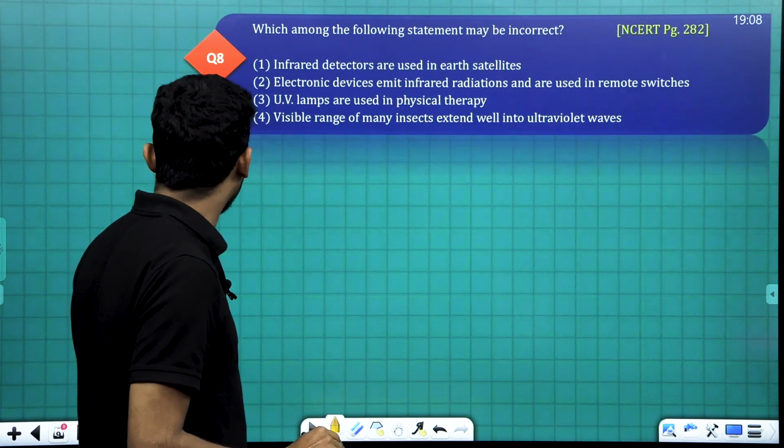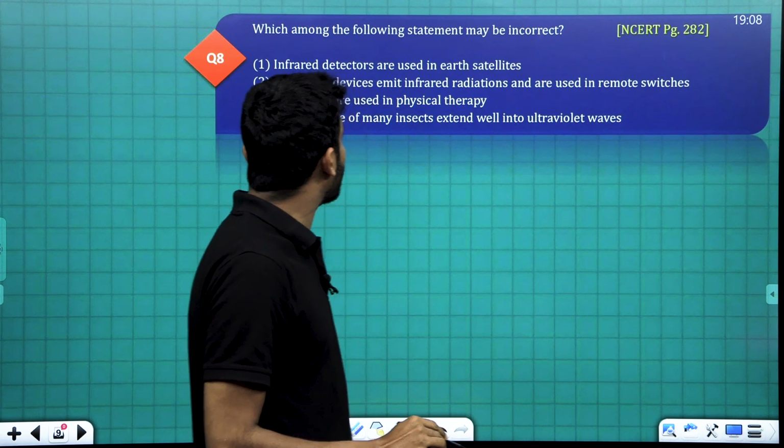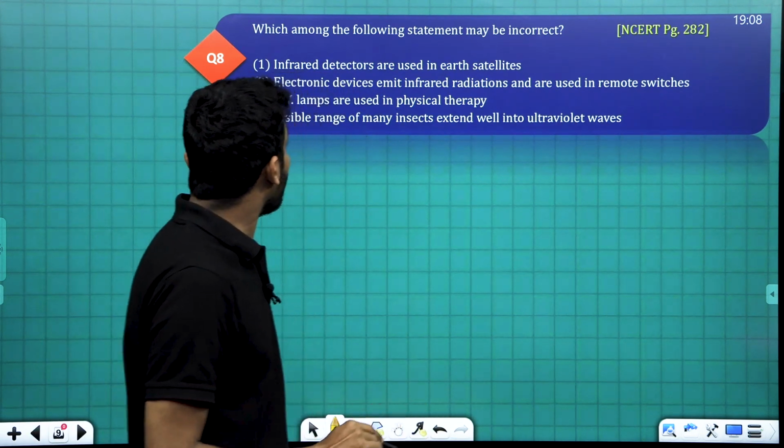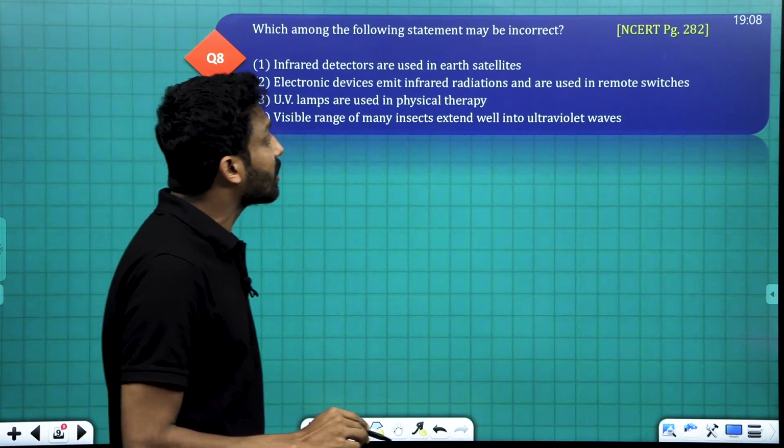Good. Next one, which among the following statements may be incorrect? 1. Infrared detectors are used in Earth satellites.